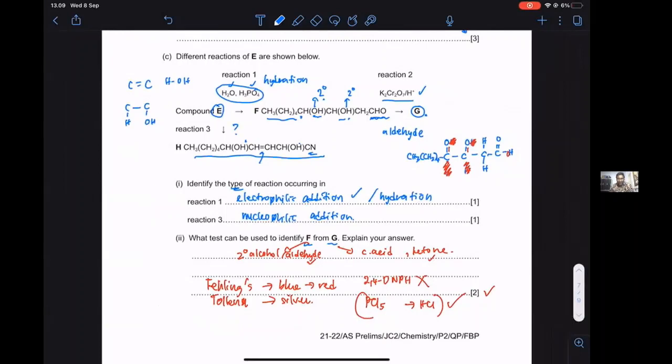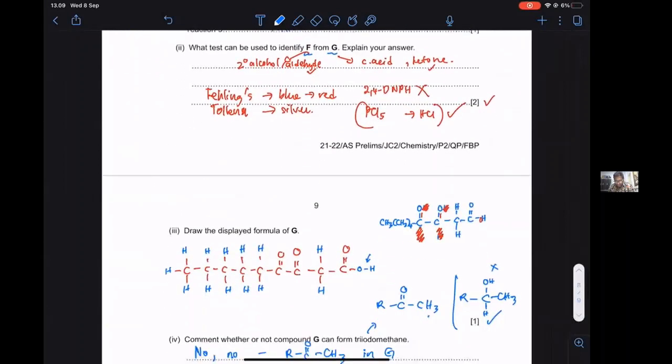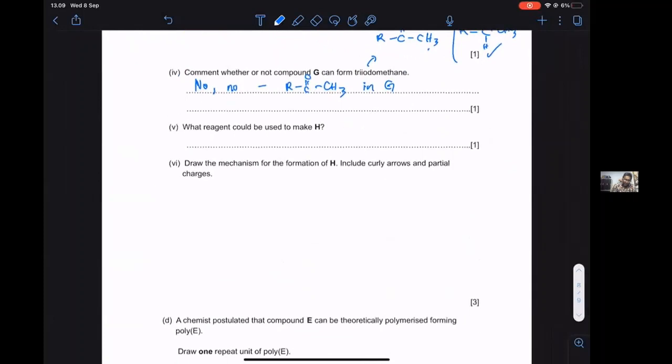So this one, you must react with HCN. So the reagent is HCN. Or you can even say NaCN, it's also okay, NaCN with acid, sulfuric acid. Okay, so HCN. Next: draw the mechanism for the formation of H.